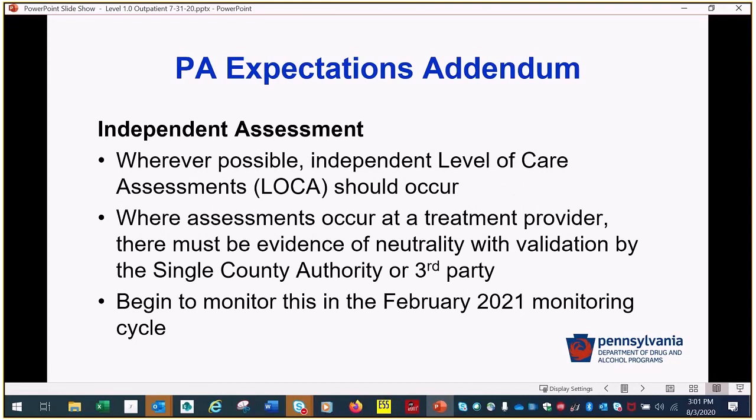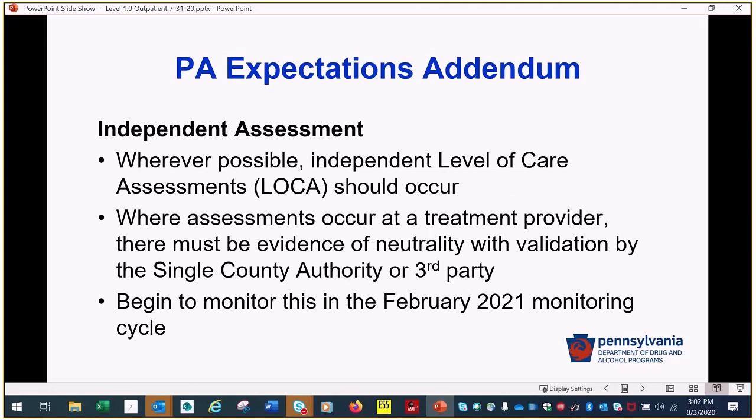Regarding independent assessment, in many, if not most instances, SCAs or their contracted providers are conducting level of care assessments and then referring individuals to providers for treatment services, rather than a treatment provider conducting its own level of care assessment. This independent process is necessary to avoid bias, as even implicit bias can likely occur.